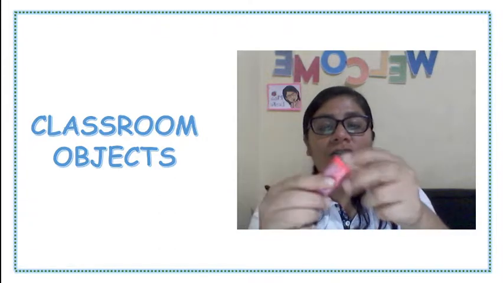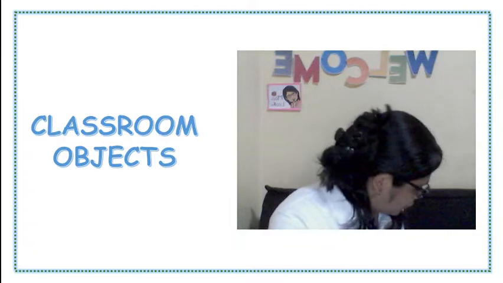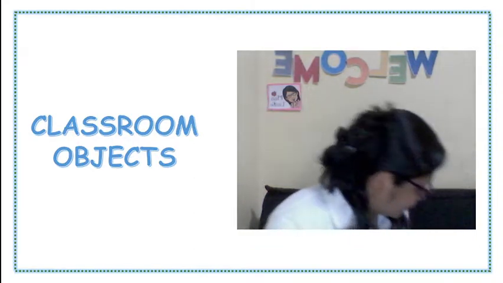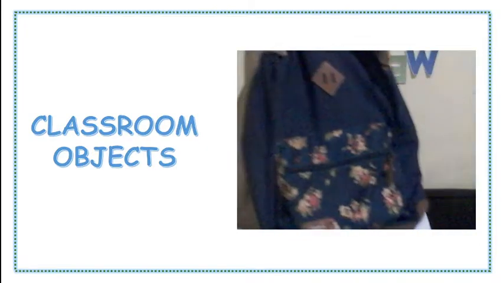Remember what is it? This is my sharpener. Yes, my sharpener. Very good. And this one? This is my glue. Very good. Glue. Remember my? What is it? My pencil case. Yes, my pencil case. My rubber. Yes, my small rubber here. Remember what is it? This is a book. Yes, book. And everybody, this is my school bag. Excellent, very good.